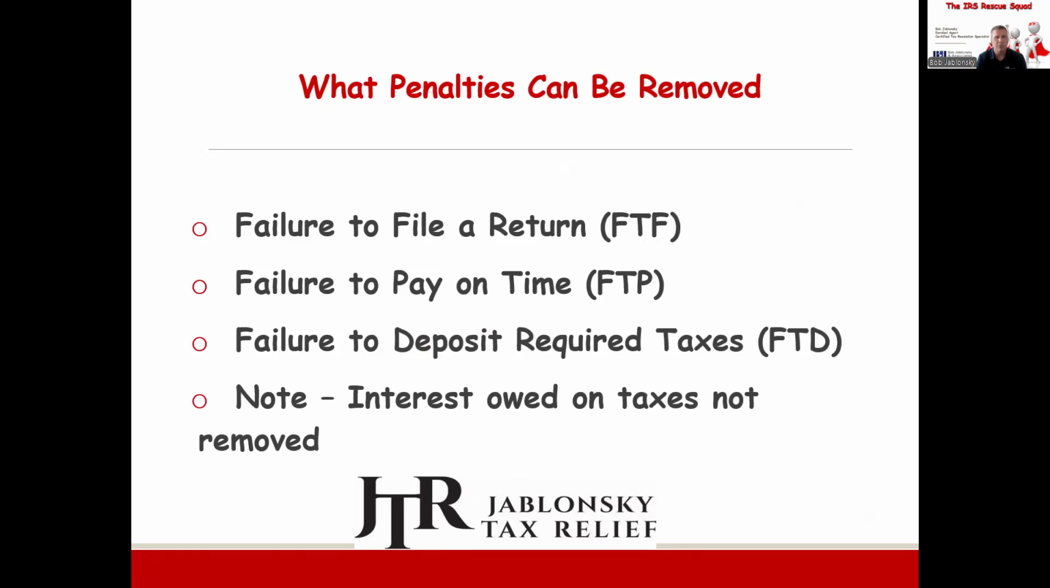What penalties can be removed? What are the qualifying penalties? Well, one is a failure to file return. If you don't know much about that, that's 5% per month, up to 25% when you file late. The other is a failure to pay on time, failure to pay return penalty, and that's 0.5% per month, and it could go up to 25% after 50 months. Finally, there's a failure to deposit required taxes, or an FTD. That we're primarily going to see with payroll taxes, where you're required to deposit them timely.